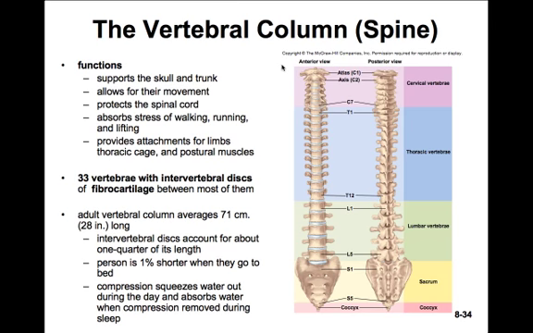There are 33 different vertebrae with intervertebral discs of fibrocartilage between most of them. The adult vertebral column averages about 28 inches long, and the intervertebral discs account for about a quarter of that length. The intervertebral discs are highly compressible. That's how they have some shock-absorbing capacity.